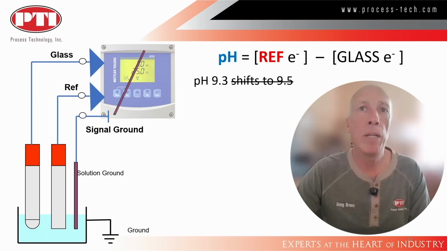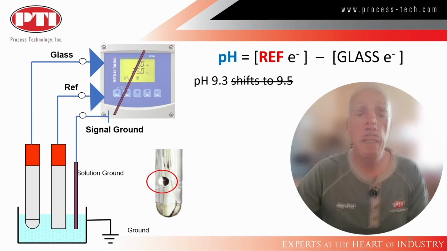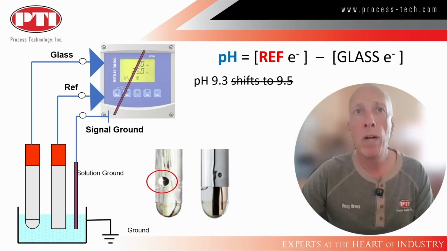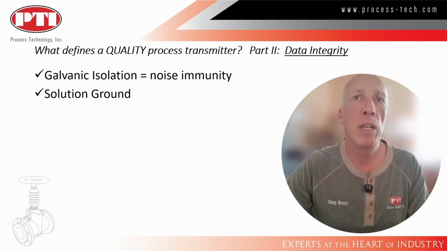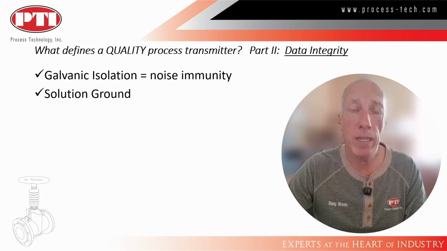The external platinum electrode is applied either as a dot or as a film. When wired properly to the transmitter, the solution ground helps to avoid disturbances caused by potential differences between the transmitter ground and the ground potentials in the process. A quality design transmitter incorporates both galvanic isolation and solution ground circuitry.